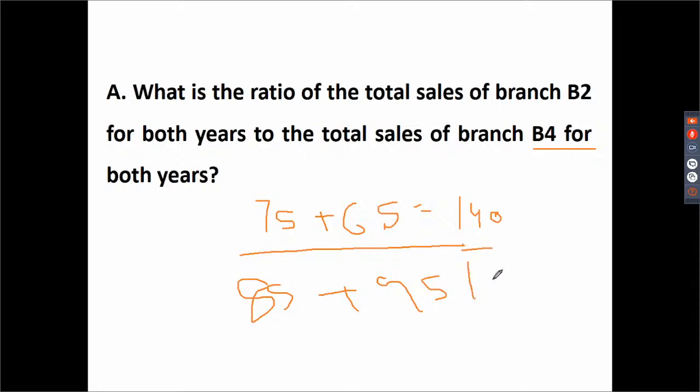So indirectly, you have to find the ratio between 140 to 180. Nothing but 14 by 18. 7 by 9.